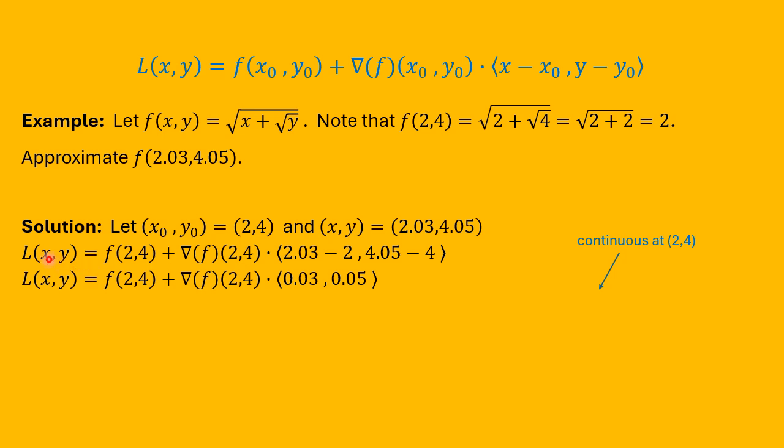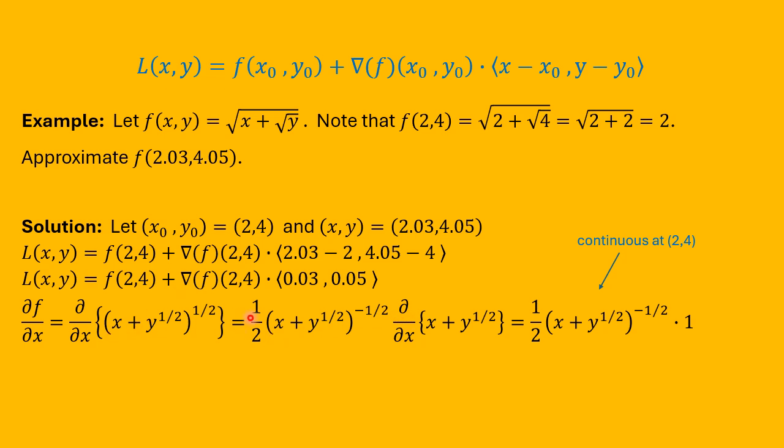So we'll let L of x, y be f of 2, 4 plus the gradient of f evaluated at 2, 4 times the vector 2.03 minus 2, 4.05 minus 4. This stuff right here is the vector x minus x naught, y minus y naught. So that then becomes f of 2, 4 plus the gradient of f at 2, 4 times this vector. This first component is this difference. The second component is this difference.